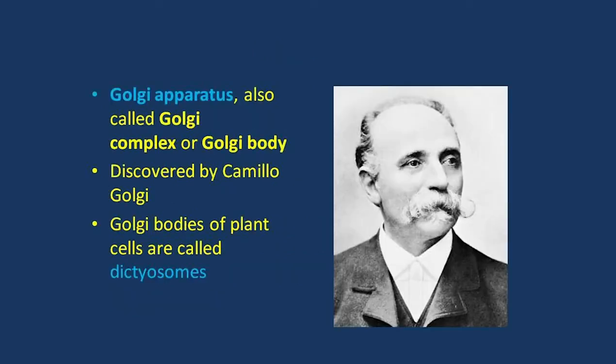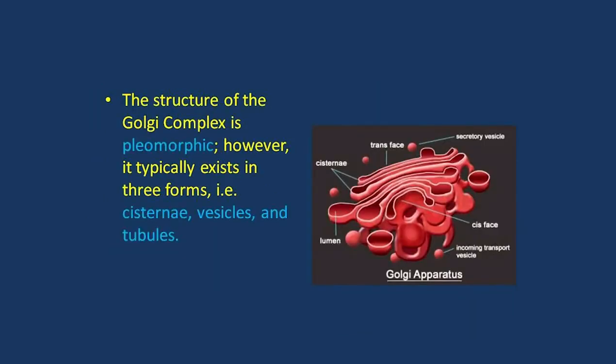Next organelle is the Golgi apparatus, also known as Golgi complex or Golgi body, discovered by Camillo Golgi. Golgi bodies of plant cells are called dictyosomes. The structure of the Golgi complex is pleomorphic, which means it has different structures in different cells. But it typically has three different forms, just like the endoplasmic reticulum, that is cisternae, vesicles, and tubules.